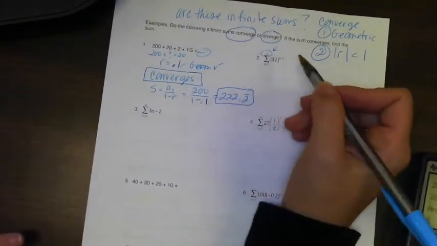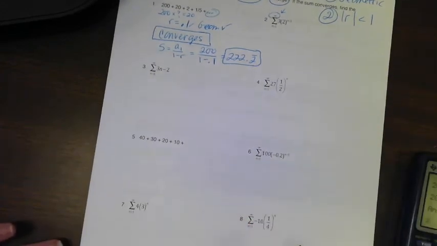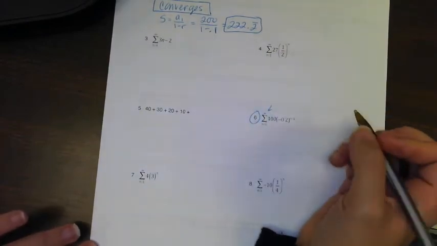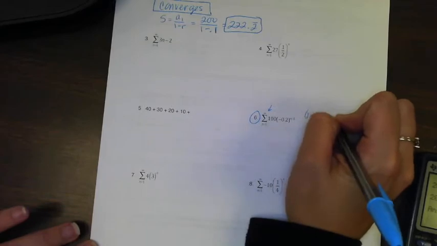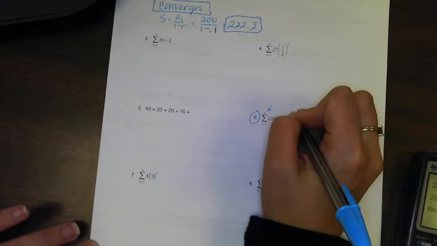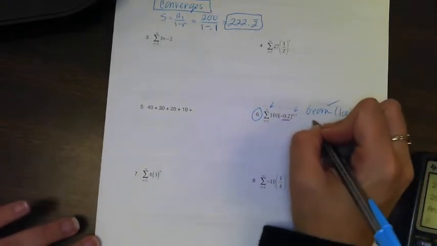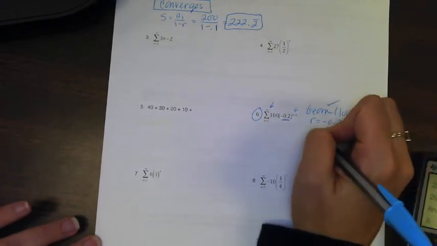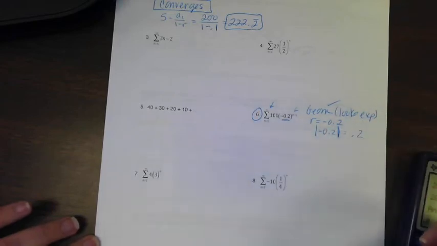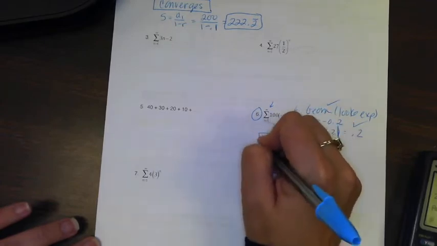All right, the next example that I'm going to do with you is, actually, let's skip down and do, say, number 6. So this is an infinite sum. This is definitely geometric. The reason why is because it looks exponential. The n is in the exponent, okay? So it's geometric, and then this is r right here. R equals negative 0.2, and the absolute value of negative 0.2 is plain old 0.2, which is less than 1. So this sum converges for sure.